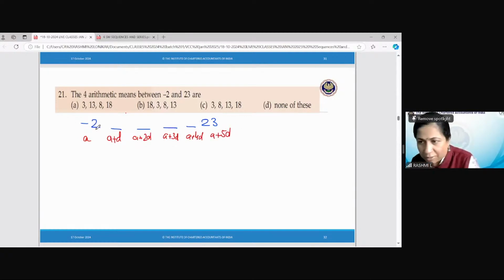We can do it this way, and we can also show it from the options. 3, 13, 8, 23. The difference between 3 and 13 is +10. The difference between 13 and 8 is -5. And between 8 and 18 it is plus 10. Is this in AP? No, it is not in AP. In an AP the common difference should be the same. So this cannot be the answer.